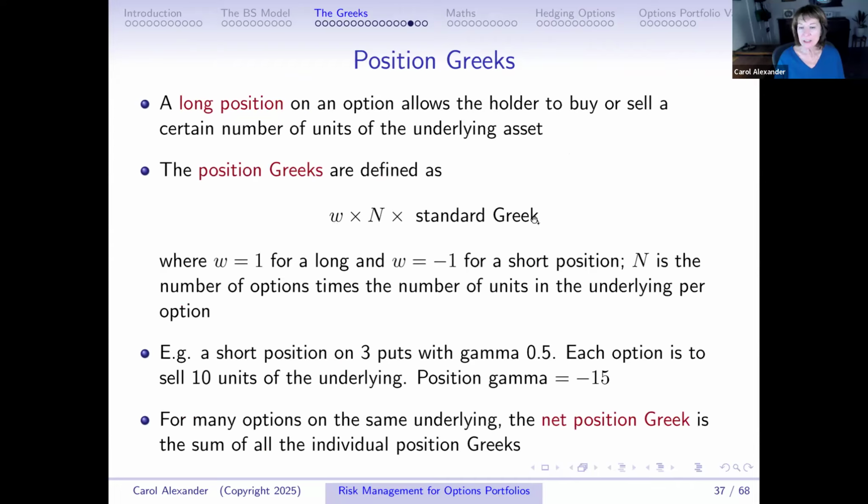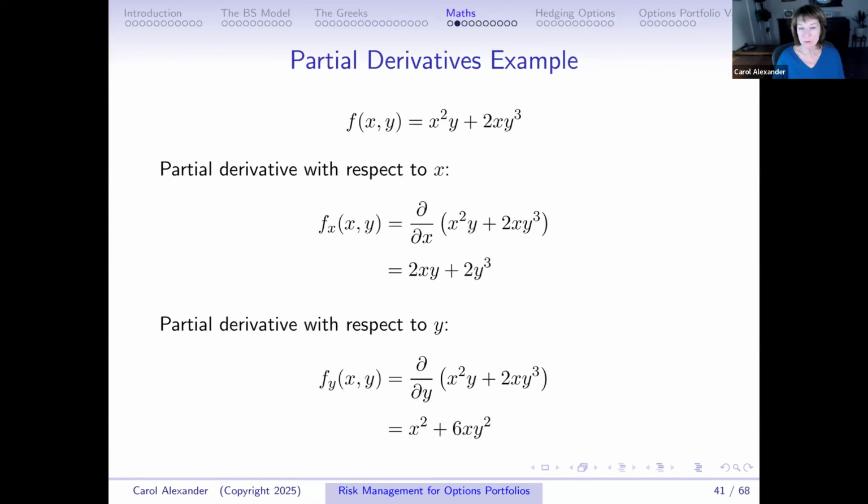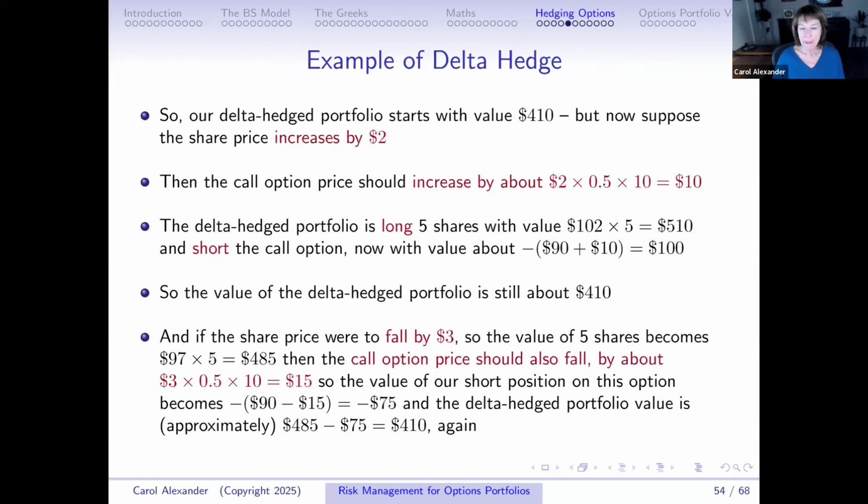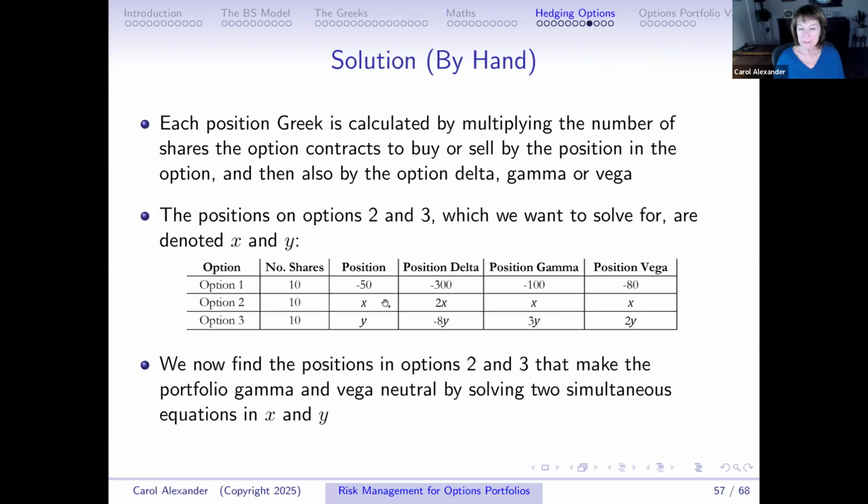So I need not only how many units the option is for, how many shares the option is for, but also the number of options, which in this case we don't know. That's what we are looking for to solve. That's our X here. And so those formulae, minus omega times N times the delta or the gamma or the vega, give us these numbers here.